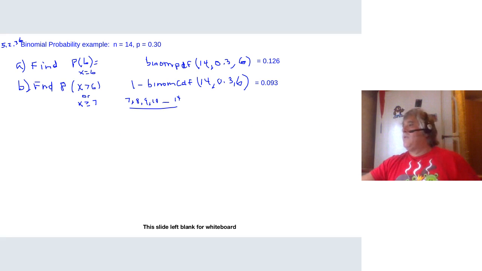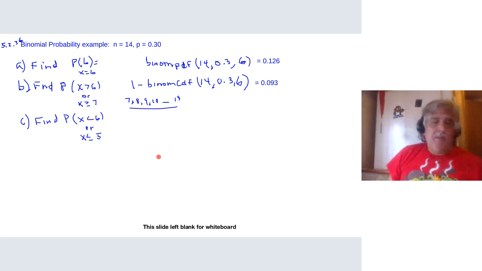All right, so the next one, it was fewer than 6. And like I said, you can write it more than one way. You could write it as X is less than 6, or you could write it as X is less than or equal to 5. Those both mean the same thing when we're talking about discrete, okay? Because the next number below 6 is 5.